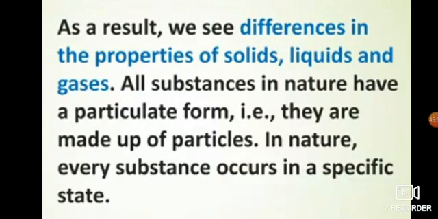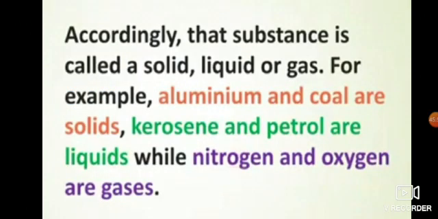If you see solid, they are very close. If you see in the liquid, they are a little bit far. And in the gaseous, they are totally far. So all the properties are totally different in all the three states. Clear to you all, girls? And because of that, in nature, every substance occurs in a specific state, in different states. Accordingly, that substance is called a solid, liquid or gas.